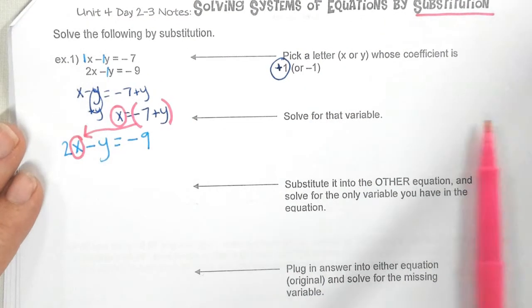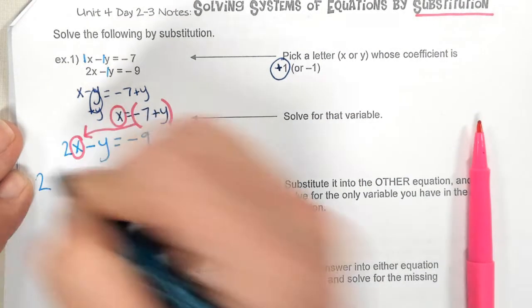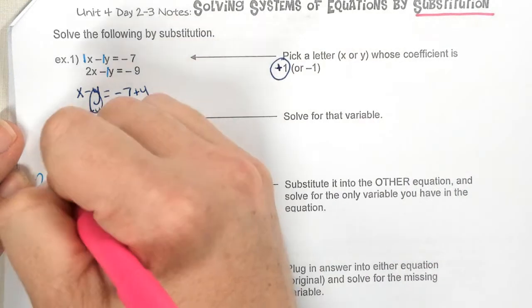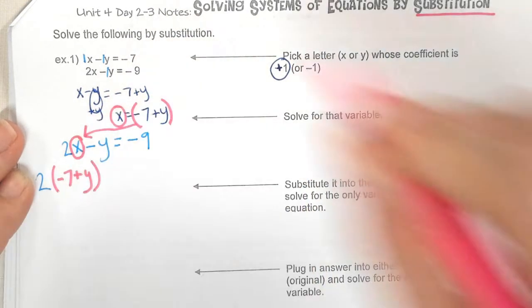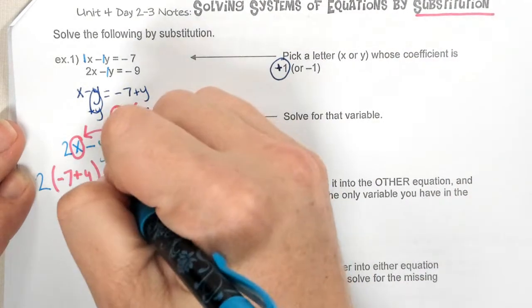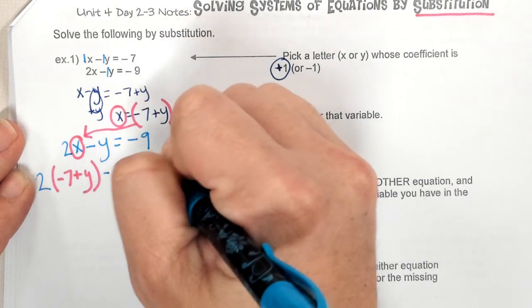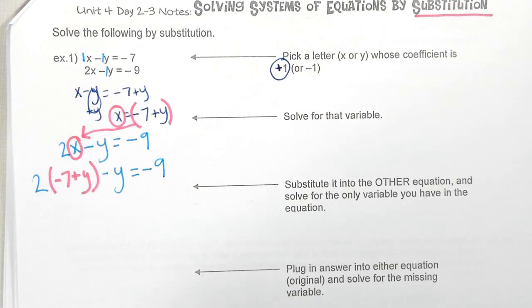So when I rewrite this, I have 2, and then instead of x, I'm going to plug in negative 7 plus y. And then I'm going to bring down the rest of the equation: minus y equals negative 9. So that is substitution. We substituted the x. We replaced the x with negative 7 plus y because they're equal, right? If they're equal, doesn't that mean they're the same thing?